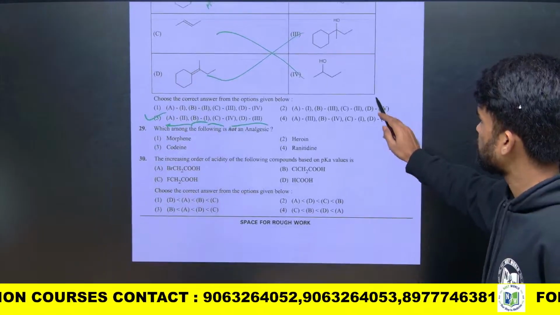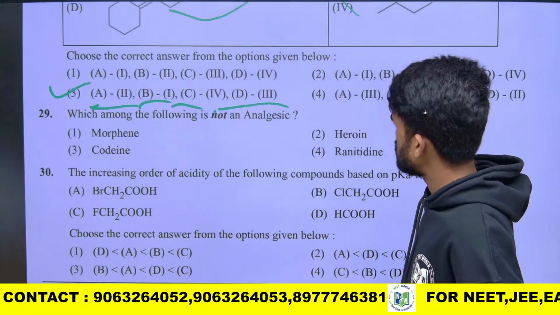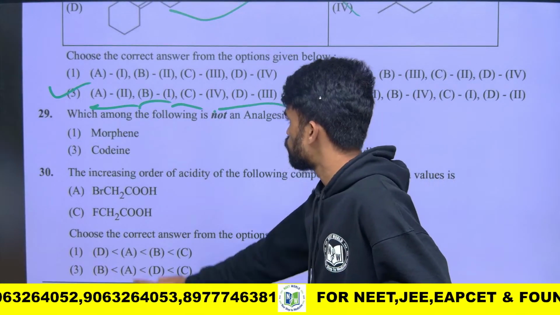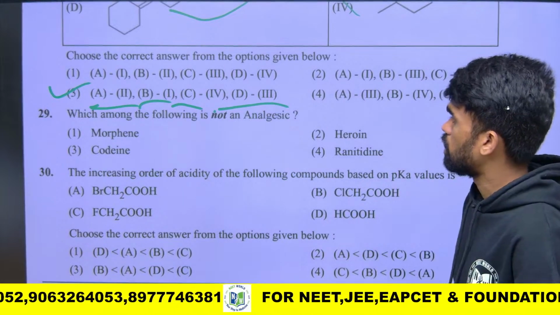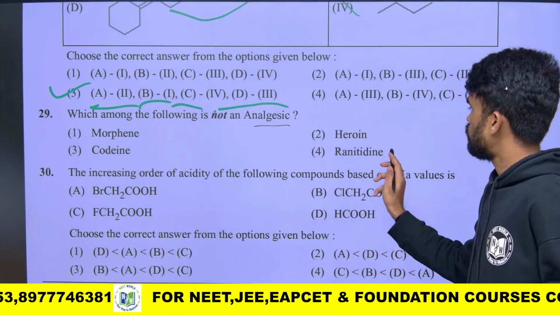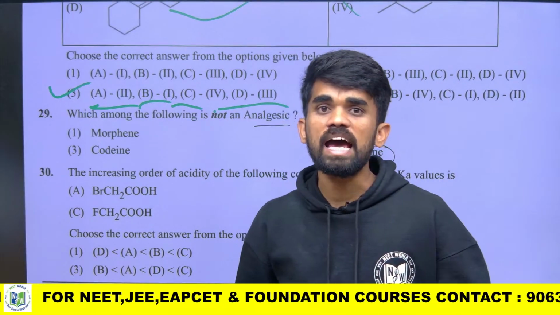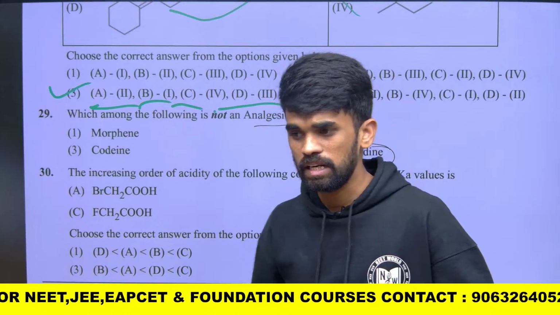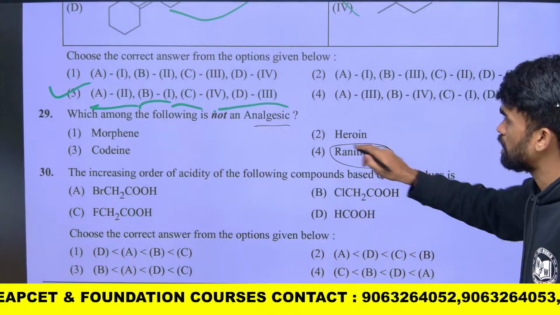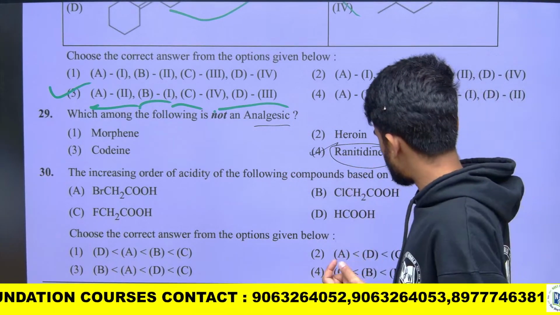Okay, and the next, what about this? Which of the following is not an analgesic? So here morphine, codeine, heroin, these are narcotic drugs, narcotic analgesics. But ranitidine is a drug related to acidity, reflux, something like acid, ulcers, stomach ulcers. So this is not an analgesic, so you can choose this option. That's it. Very standard question.